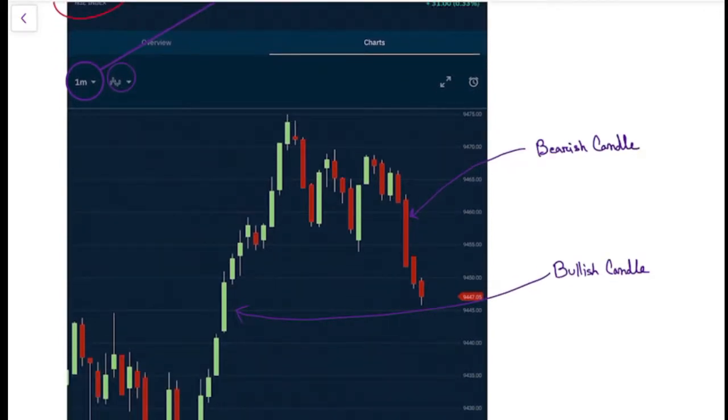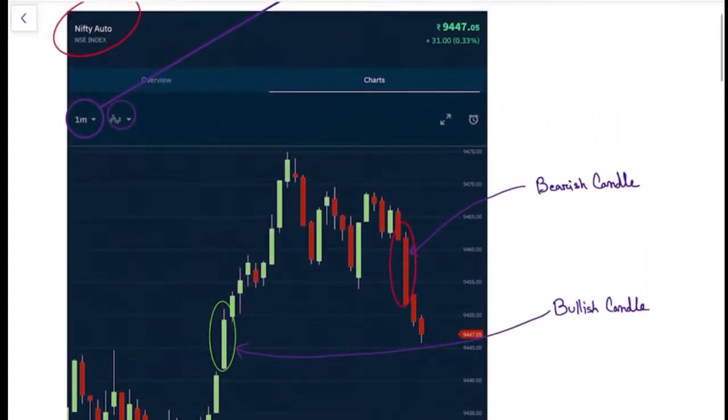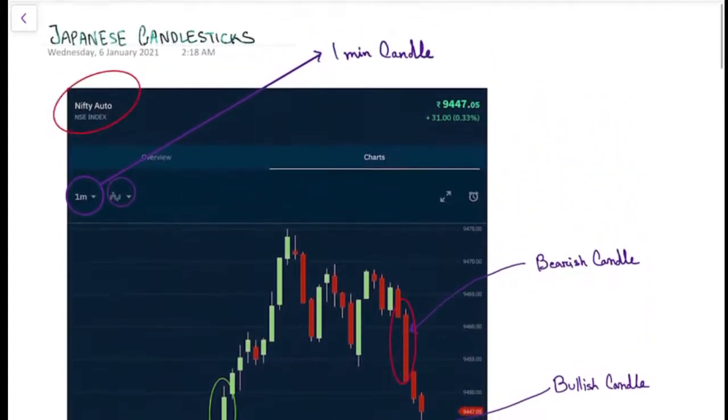There are two types of candlestick, as you can see here. You have this bearish candlestick, where the sellers are in control and the price goes down. And this is a bullish candlestick, where the buyers are in control and the price goes up. If you don't know about the bear and the bull, I have explained it in the last video. Just go and watch that video.